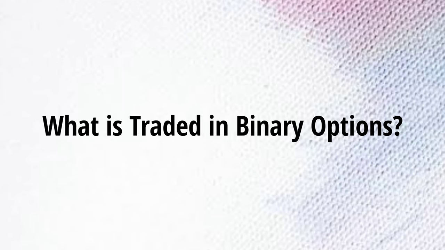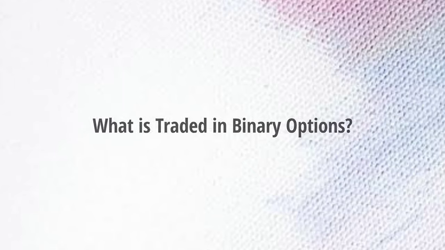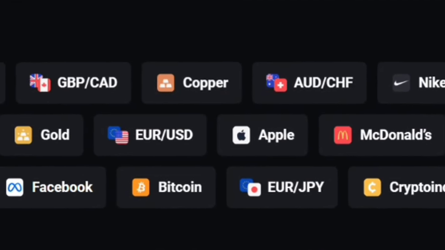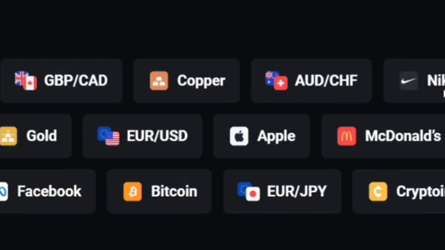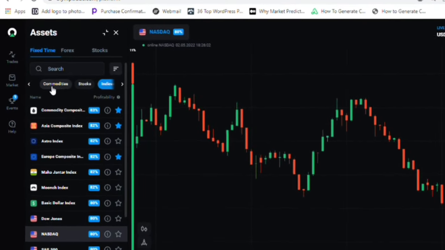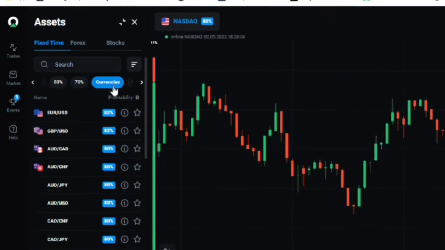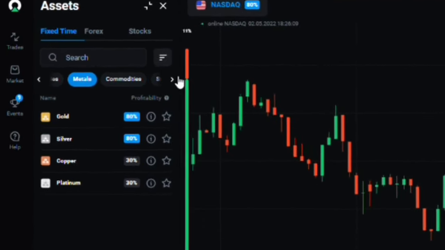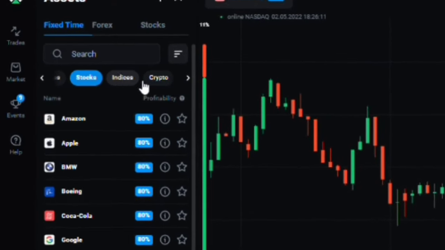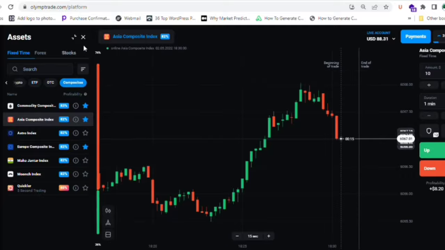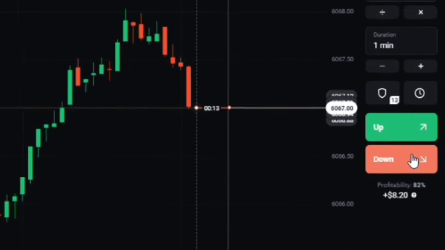What is traded in binary options, fixed time trades, or digital options? There are a number of assets that can be traded in binary options. As mentioned in the introduction part of this video, these assets may include currency pairs, commodities, indices, stocks, and cryptocurrencies. The price of each asset is affected by the volume of trades that are made at any given time. The more often an asset is bought, the higher its price becomes. If the asset starts to sell actively, the price will fall.